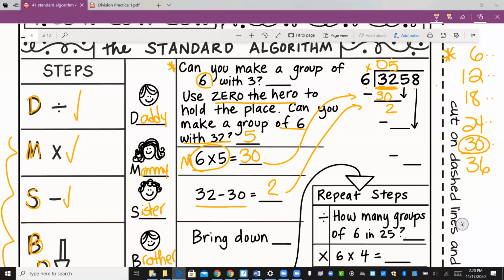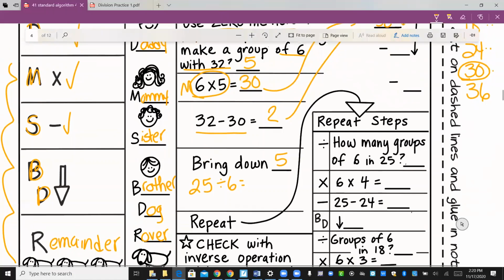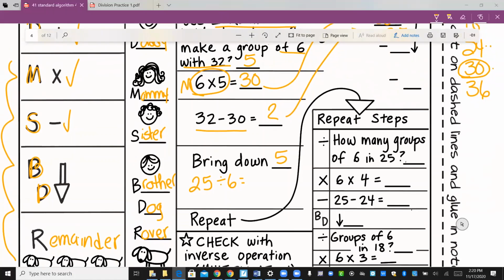Now I'm going to do the next step, bring down. So I have a 5 in the next place value that I haven't used. So I'm going to bring that 5 down next to this 2 to combine those values and say, okay, now I have 25. So I brought down the 5 to make 25. So now I'm saying 25 divided into 6 groups. How many groups of 6 can we make out of 25? So we should check off our step, we brought down. Now, do we need to keep going? There's not a remainder because there is still something to divide. So we're going to go back up here to this first step.